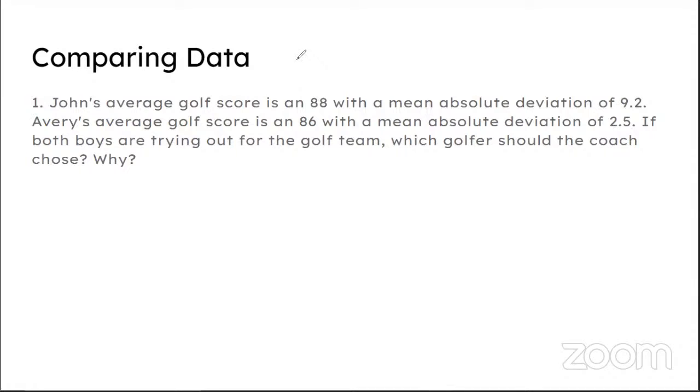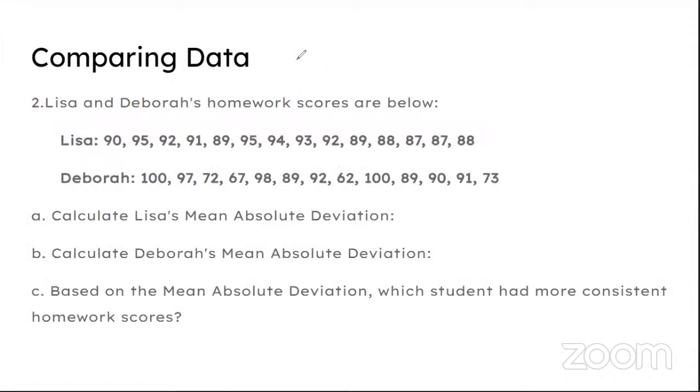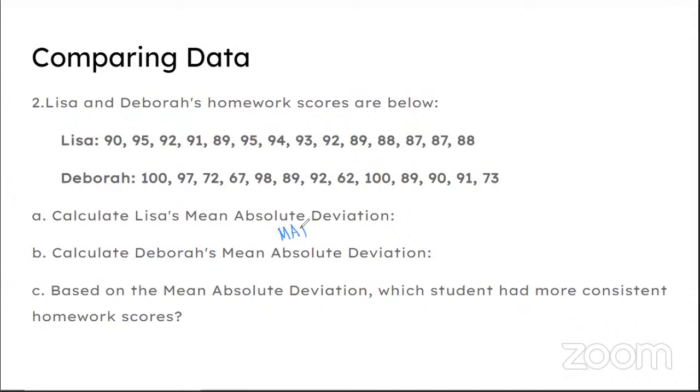All right. So last question here, comparing data. Lisa and Deborah have some homework scores, and we're going to ask you some questions about their homework scores. First, we need to calculate Lisa's mean absolute deviation, or MAD, and Deborah's mean absolute deviation. And then based on this, which student has the more consistent homework scores?